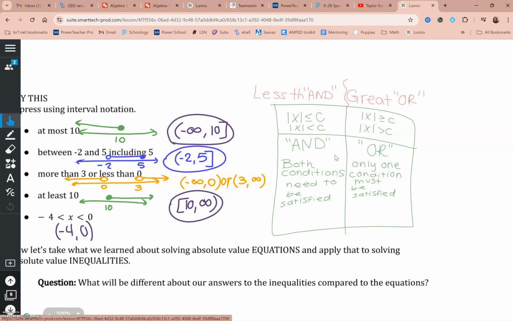And remember, once we have solved an and statement, we need to have two number lines. We need to have a rough draft and a final draft, and the rough draft is so that we can see where there's an overlap. The other option is that we have greater than or equal to or just greater than. That's going to become an or statement. When we have an or statement, only one condition must be satisfied, which means it doesn't matter if they overlap or not. They could overlap, that's great, but they don't have to overlap.